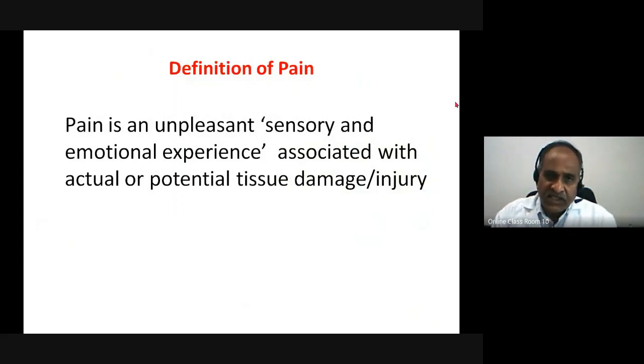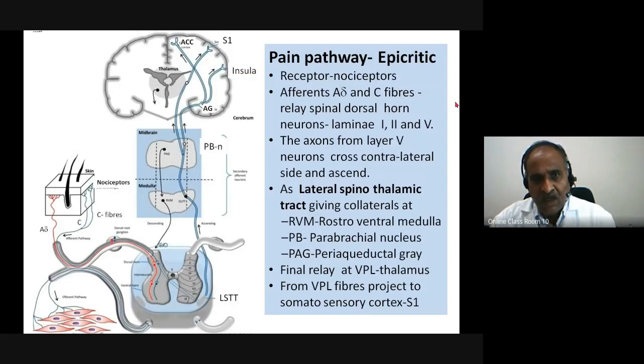Let me start the lecture by defining the pain again. It's an unpleasant sensation or a sensory and emotional experience associated with actual or potential tissue damage or injury. The pathways for pain include the epicritic pathway, that is the discriminative pathway, the protopathic pathway, the non-discriminative, that is affective, and the reticular pathway.